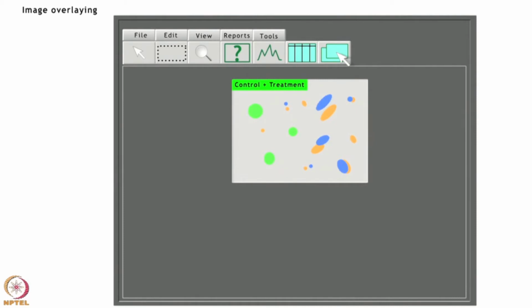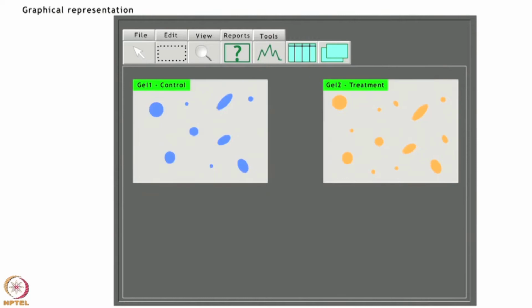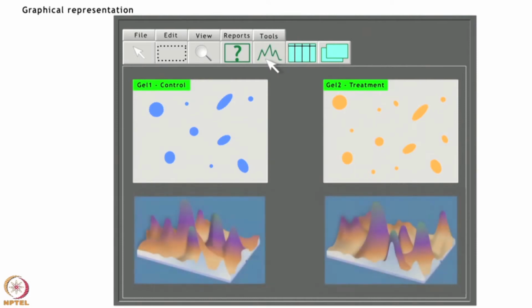This is extremely helpful while comparing clinical samples of control and treatment, providing clear indication of the proteins that are differentially expressed. The spots on the gels can be displayed as three-dimensional graphs. Either the entire gel can be chosen, or a particular region can be selected for this representation. The peaks obtained in the graphical representation are directly related to the spot intensity.